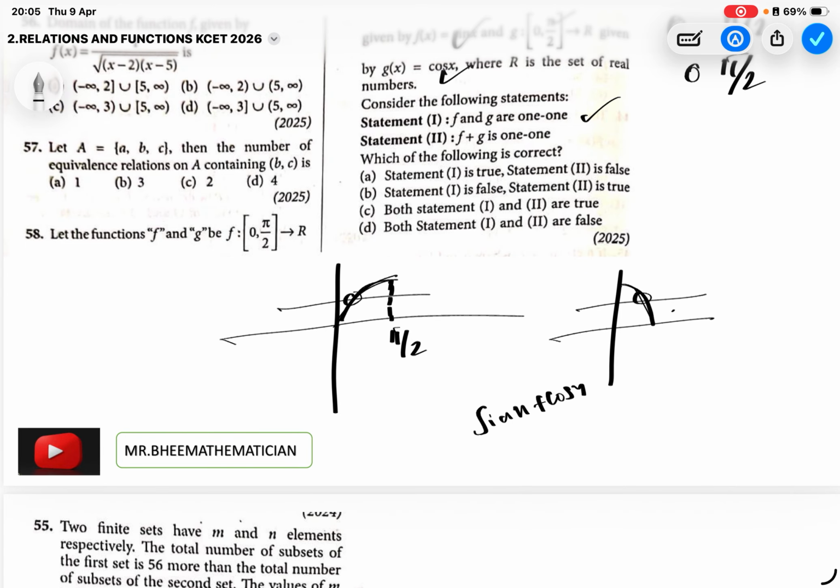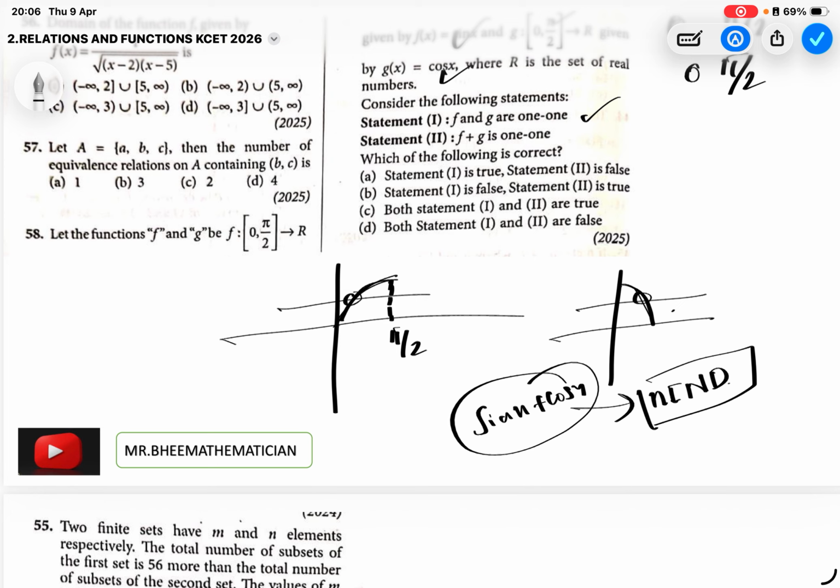Sin x plus cos x is neither increasing nor decreasing, so it is not a monotonic function. Because of that, this function is not one-one, because many values are common. Sin pi by 4 and cos pi by 4 are the same value, so we'll get a different value.